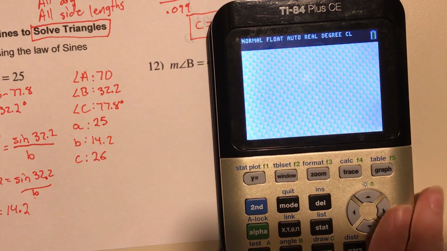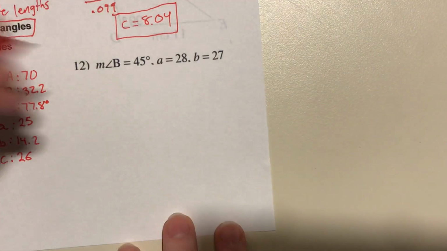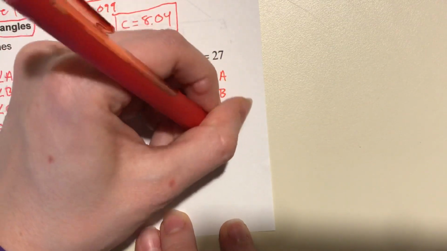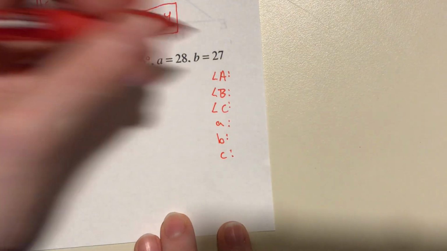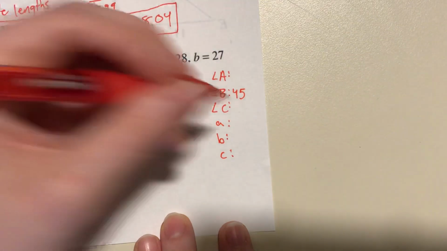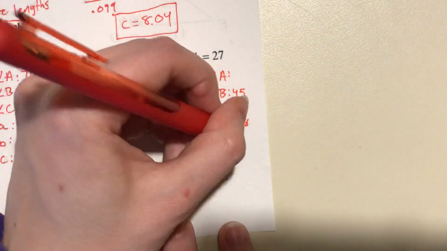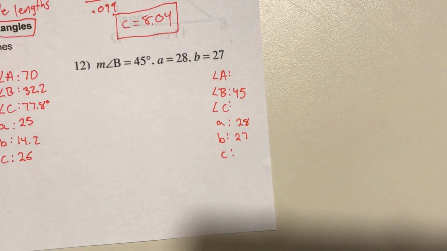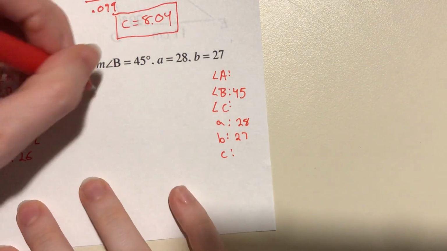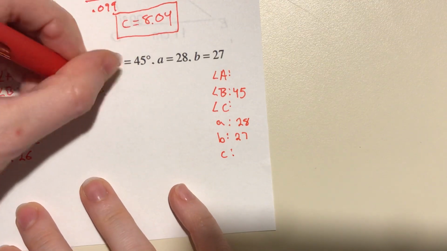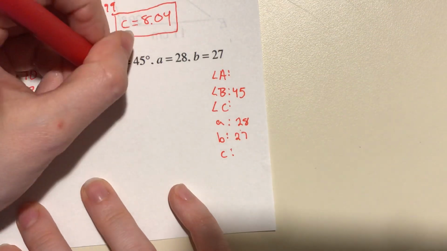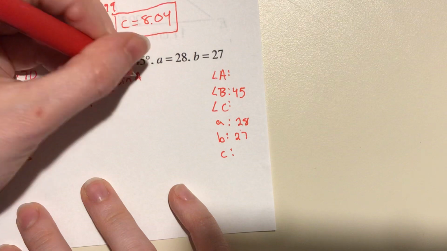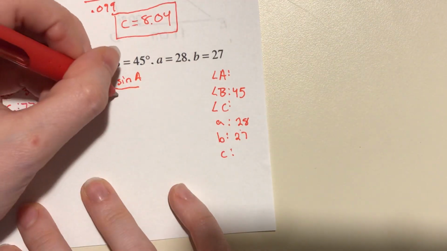Right, we can do the same thing on the next example. Here I need to write down my angle A, angle B, angle C, side A, side B, side C. What we've been given here is angle B is 45 degrees, and A is 28, B is 27. In this case, we've got all of the information for B, so we'll use that as our baseline ratio. We'll say the sine of 45 over side B, which is 27, is equal to the sine of angle A over side A, which is 28.